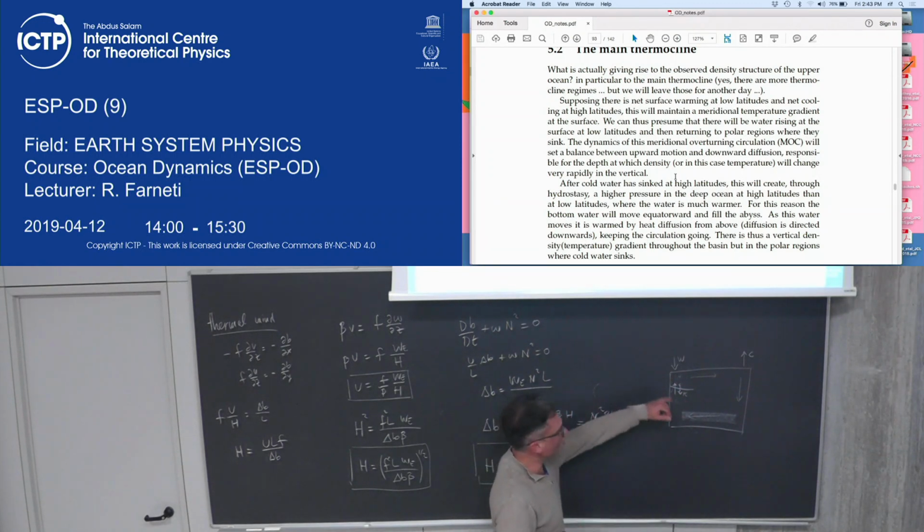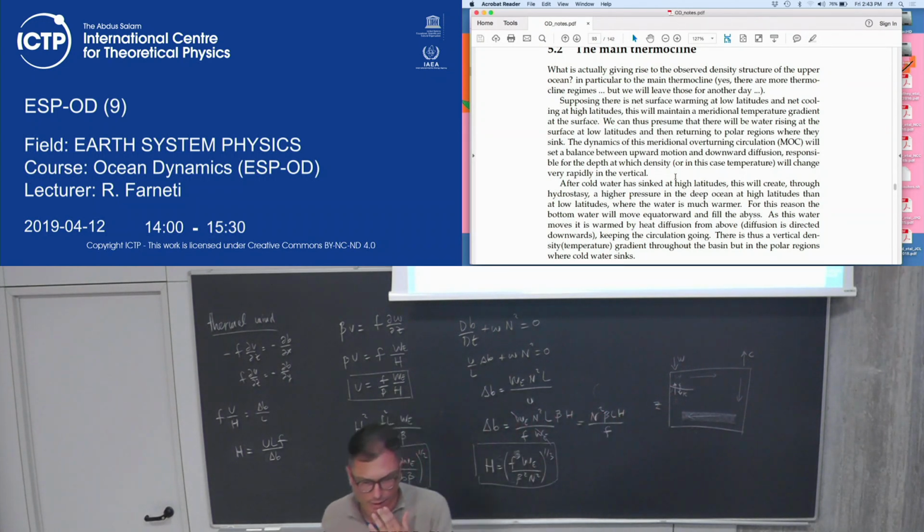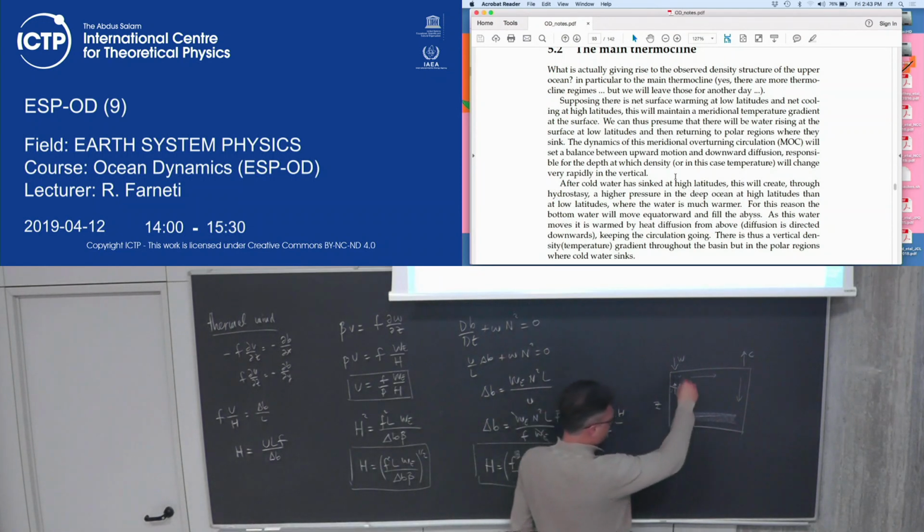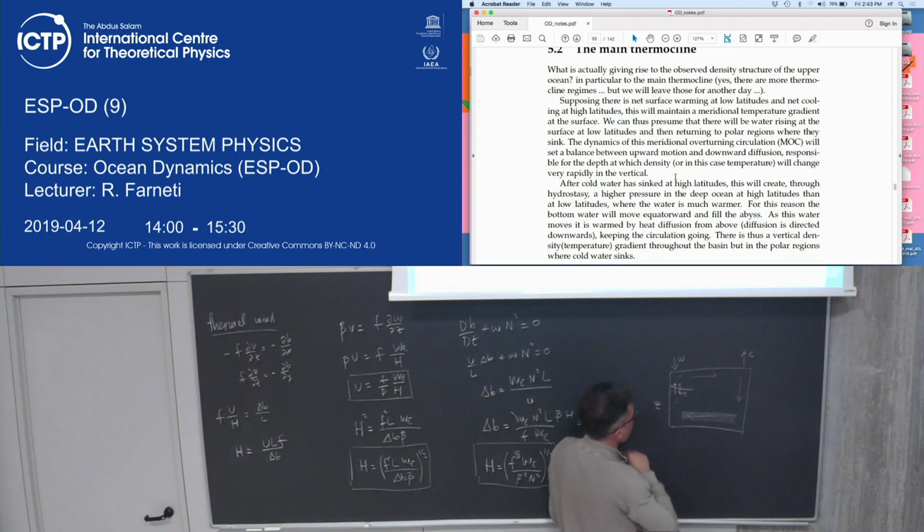In between the two there will be some diffusion that we're going to call with a parameter kappa, some added diffusivity. And this diffusivity, which is balancing the upward motion, is directed downward, and the upward velocity is obviously directed upward. And so some of this cold water will become warmer and will rise to the surface.